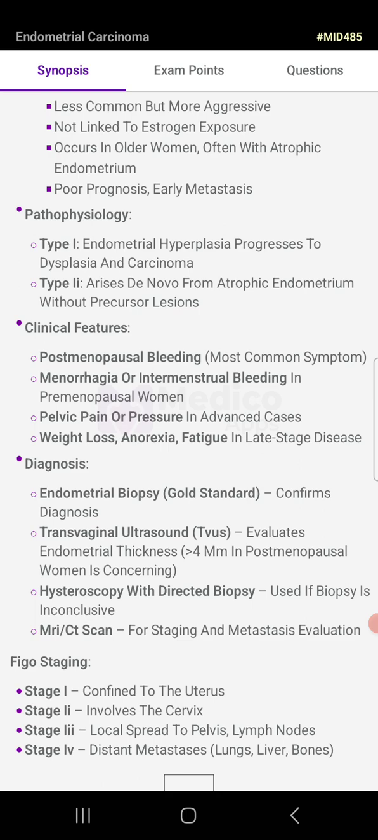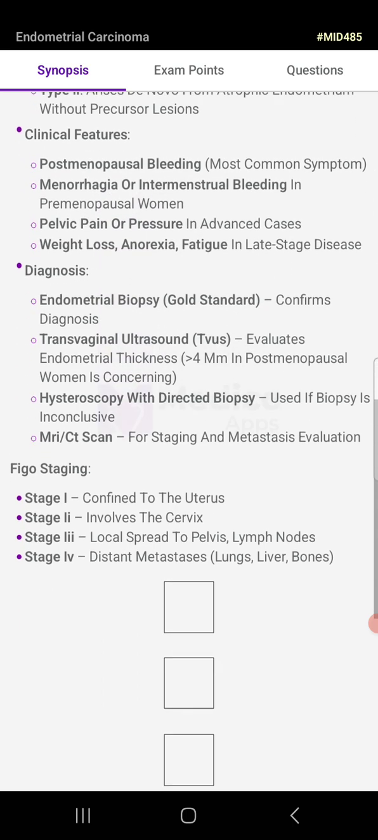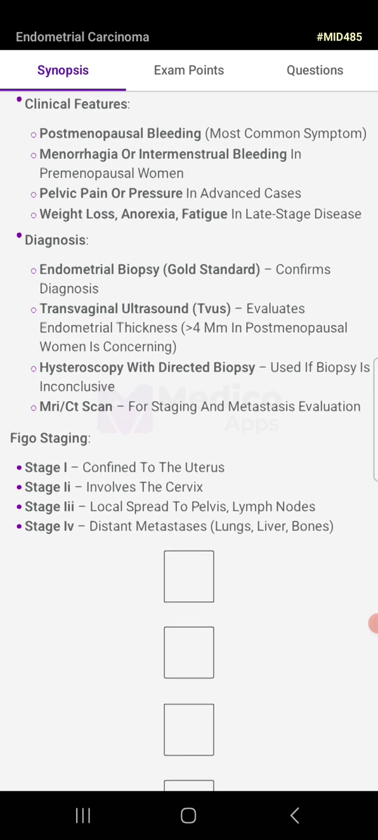Postmenopausal bleeding is the most common symptom. Menorrhagia or the intermenstrual bleeding in the premenopausal women. Pelvic pain or pressure in the advanced cases. Weight loss, anorexia, fatigue in the late stage disease.